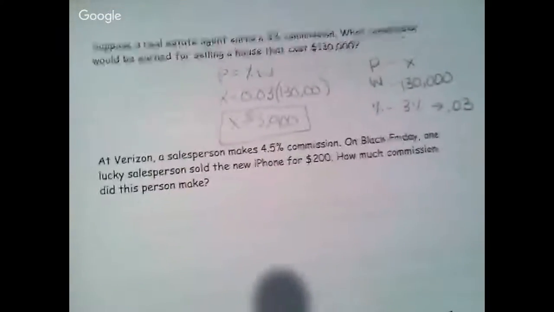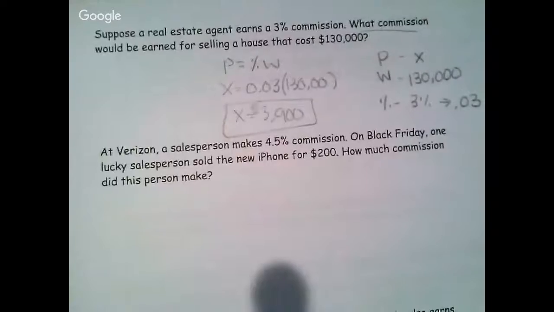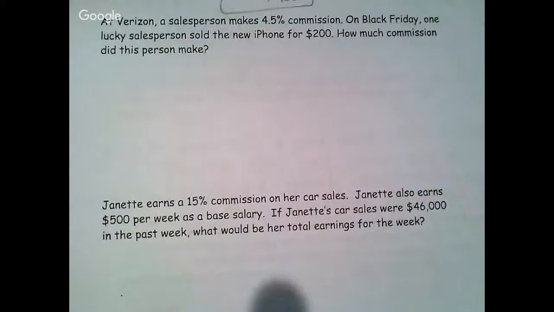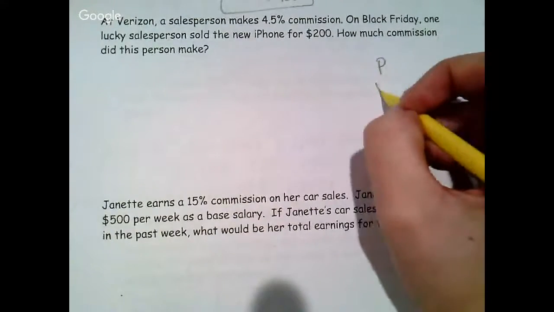I want you to take a moment now to work on the next problem right here for me, please. All right, welcome back. You should have got $9 in commission for this person. And if you didn't, stick around to figure out how I did.